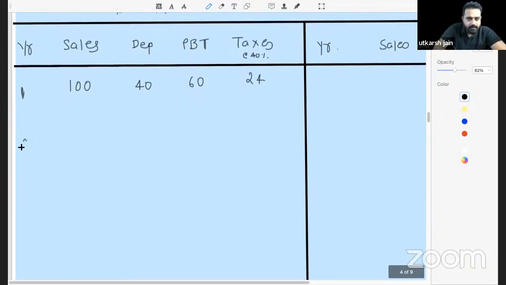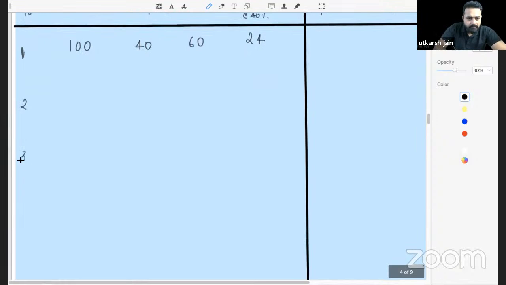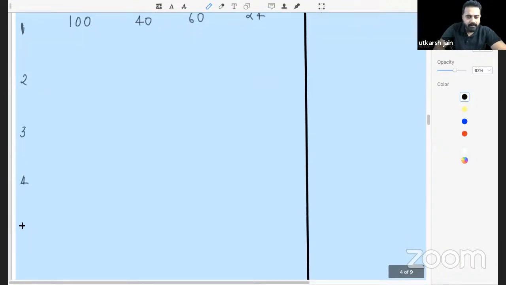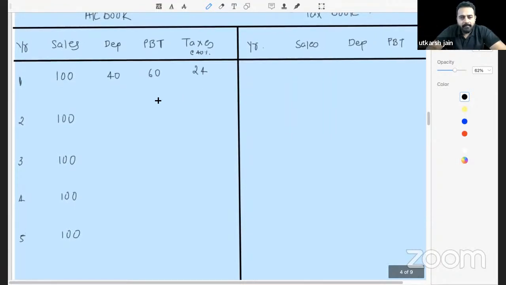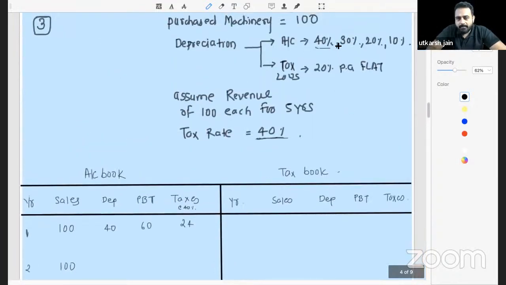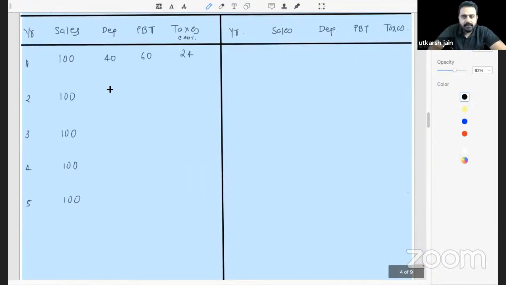Now let's quickly do year two, year three, year four, and year five. We have to do it for 5 years in both the books. Sales each year is assumed to be 100, so no complication here. I'm going to need your help in figuring out the depreciation. How much should be depreciation for year two? As per the books of account, depreciation of year two will be 30.